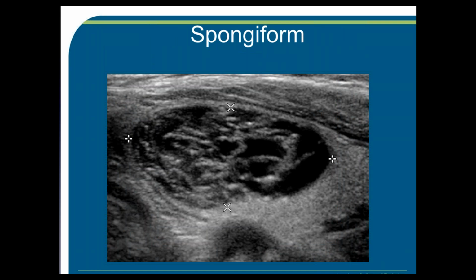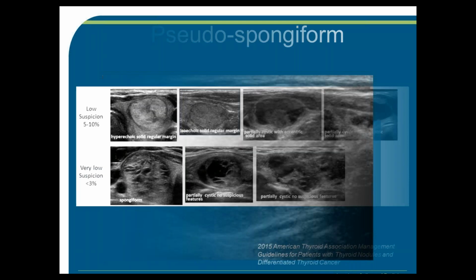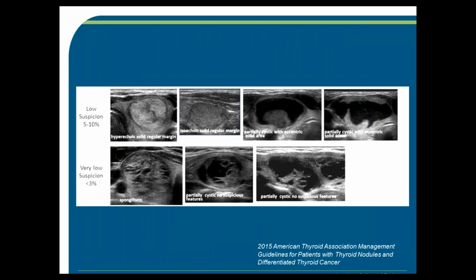A moment or two, I know Bill Middleton will return to this as well, about spongiform nodules, which are not suspicious. To be spongiform, they have to be comprised of at least 50% of small cystic spaces. It's really easy to overcall these, and if in any doubt, as in this nodule, it should be called solid. The American Thyroid Association does somewhat the same thing for mixed cystic and solid nodules, and they call attention to these same features of eccentricity that I just mentioned a moment ago.